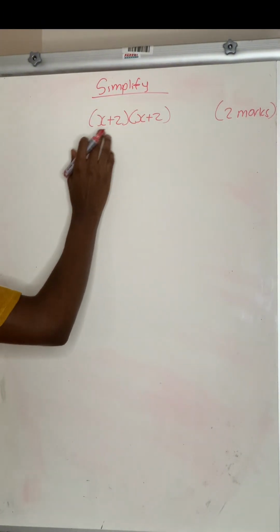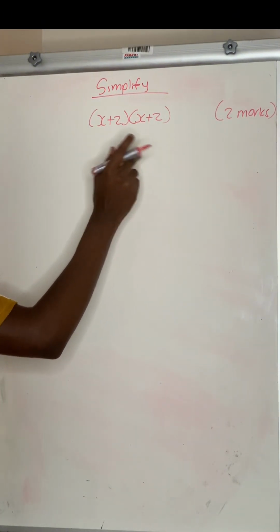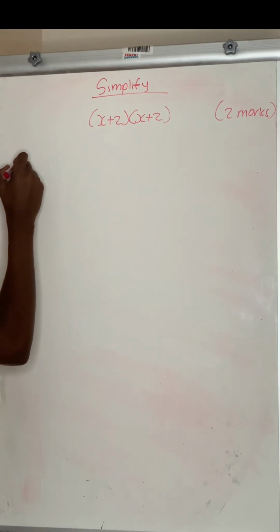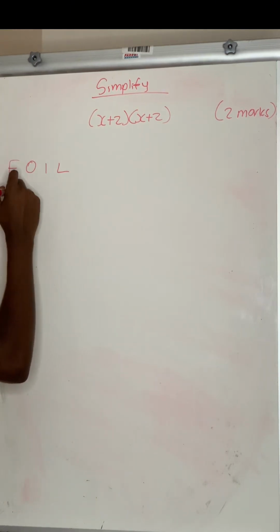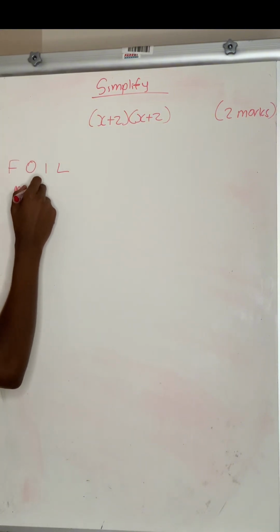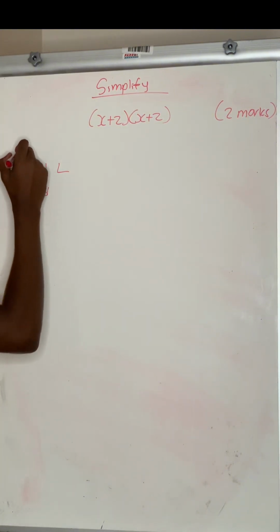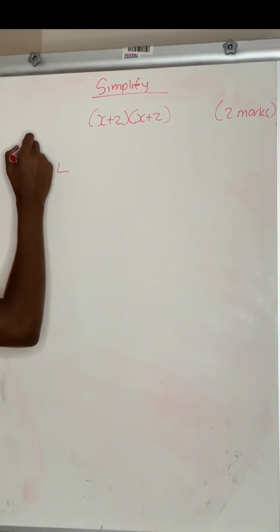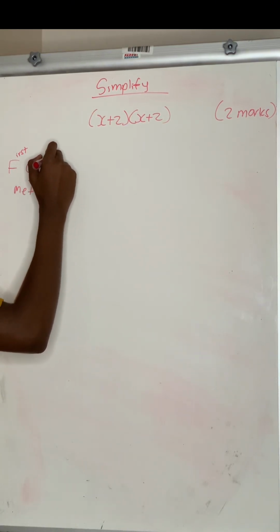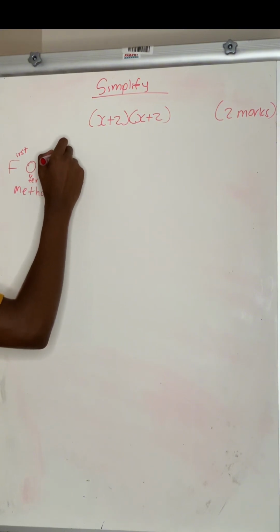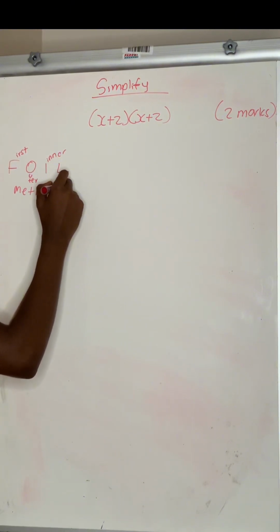So we're going to simplify (x + 2)(x + 2) for 2 marks. We're going to use something which is called the FOIL method, okay? So the F stands for first terms, O stands for outer, I stands for inner, and then L stands for last.